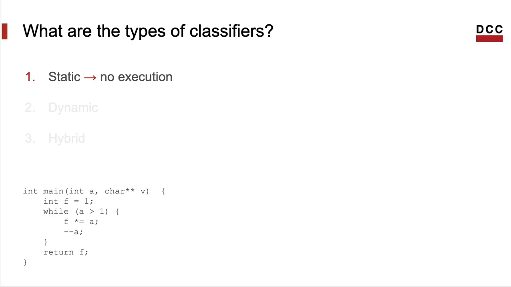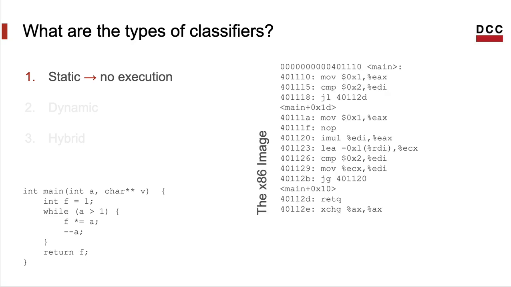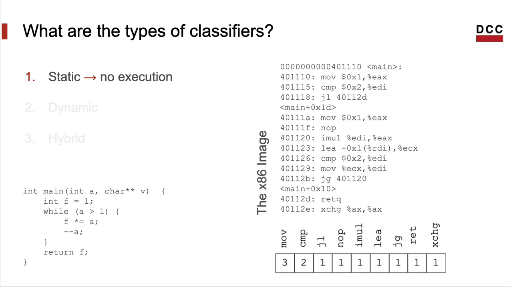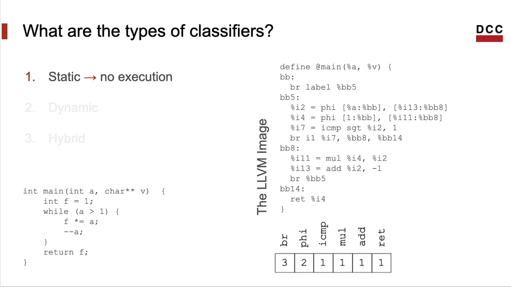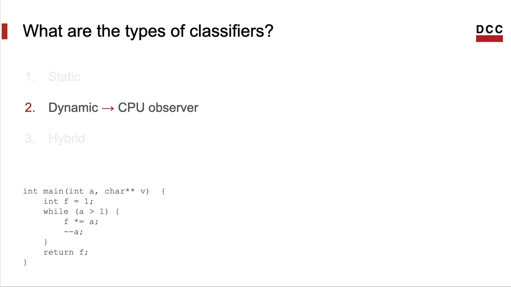The static classifier does not run the program. It can observe a static image of the program only. For instance, it can observe the x86 image of the object file. From this image, it computes a histogram of x86 instructions, which will be our embedding. Or else the classifier can use the LLVM intermediate representation of the program, for instance. And like before, it counts the number of occurrences of each instruction and builds up the histogram of instructions in this way.